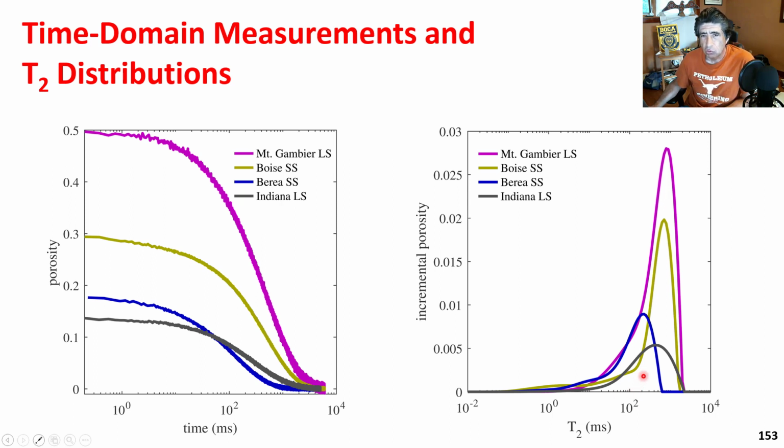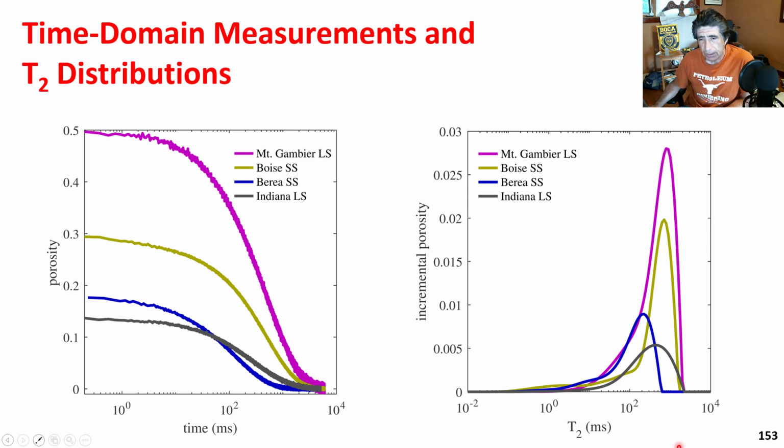So here, for instance, we know that the Mount Gambier limestone is the one that has the largest pore sizes compared to, for instance, the one that has the smallest pore sizes in this example, which is the Berea sandstone, followed by the Indiana limestone, and then we have the Boise sandstone. And based also on the area under the curve, what we see is that the Mount Gambier limestone is the one that has the largest porosity.